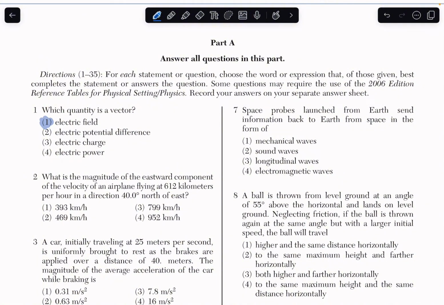For example, an electric field with a negative charge is going to be pointing towards it. The arrow is going towards the center. That's a direction. And a positive charge has arrows going outwards. This shows direction. Whereas choices 2, 3, and 4 don't show any type of direction. They're just types of units.